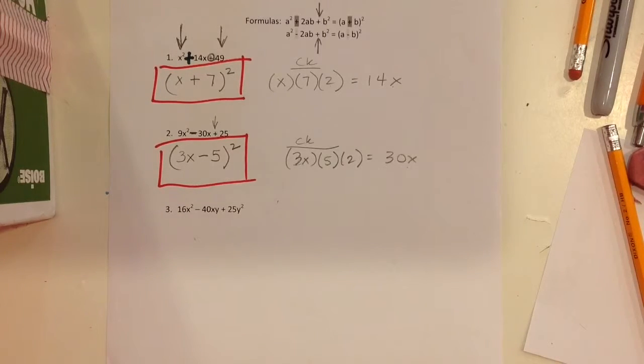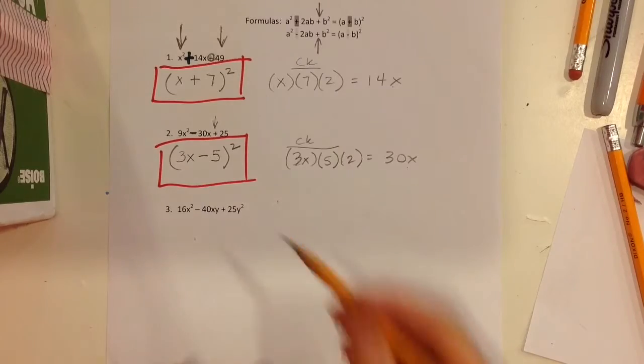Look at number 3. This is insane to multiply 16 and 25. Nobody wants to do that. Notice that it is not only a perfect square trinomial, but it also has the x squares, the xy, and then the y squares in the problem. So remember what I told you about it having an x in the front and a y in the back. It's not that hard when you're doing the perfect square trinomial.